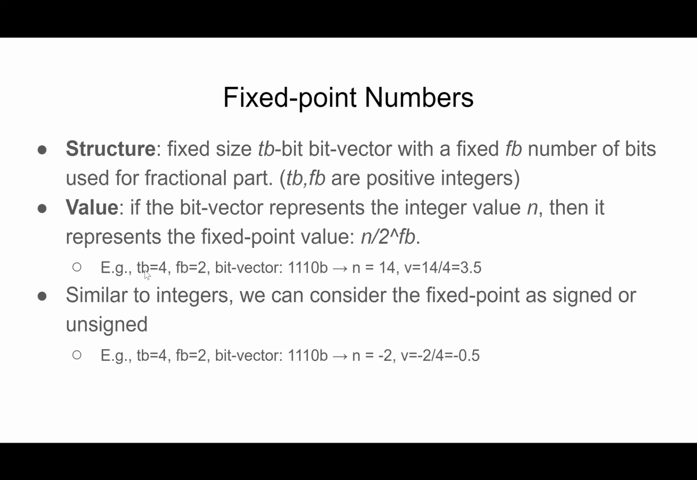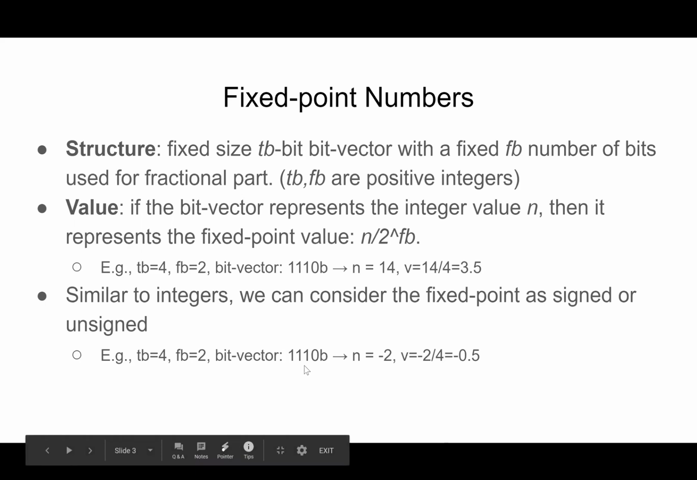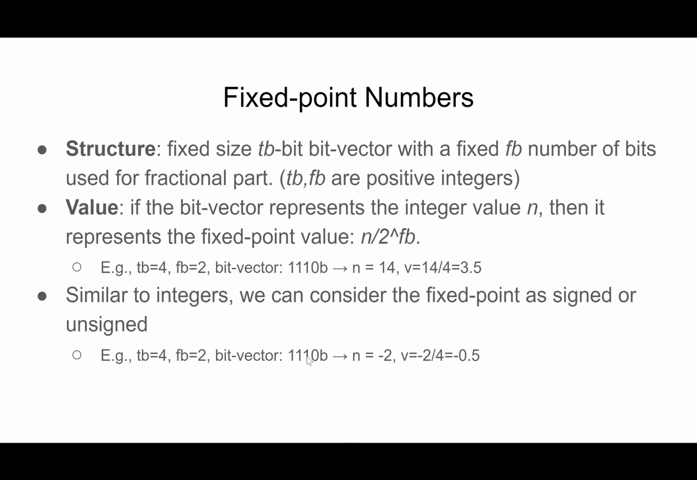For example, TB is 4, FB is 2, and the bit vector represents the number 14. So the value of the fixed point number is 14 over 4, since FB is 2, so it's 3.5. And similar to integers, fixed point numbers can be signed or unsigned, and if it's signed, we represent it by 2's complement. So in the same example, where the bit vector is the same, but signed, the integer represented is -2 now, and the value of the fixed point number is minus 0.5.